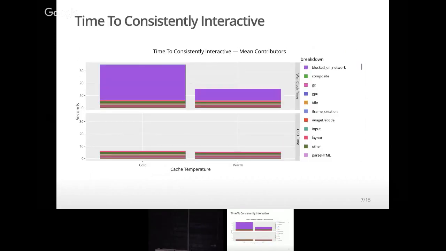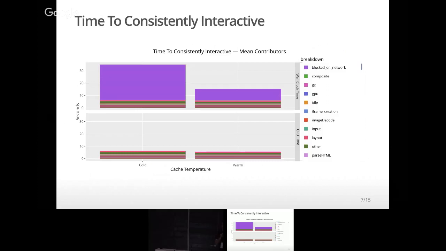So here, we're breaking down time to consistently interactive, again by wall clock time and CPU time, and then by the cache temperature. This massive purple chunk here is the amount of time we spent blocked on the network. This is a little bit misleading. All this means is the main thread was idle, and there was a resource load pending.